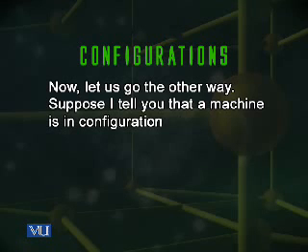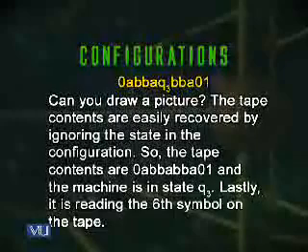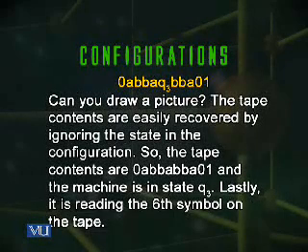Well, let's try to go the other way now. Suppose that I tell you that a machine is in a configuration 0A, BBA, Q3, BBA01. Can you draw a picture of this Turing machine and show me what configuration this Turing machine is in? Well, the tape contents are easily recovered in this notation by ignoring the state in the configuration. So if I were to drop Q3, then what is on the tape is 0A, BBA, BBA01.